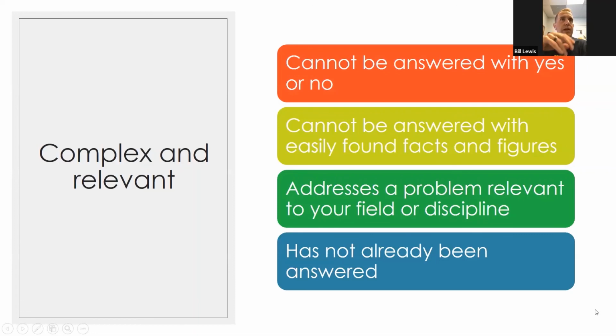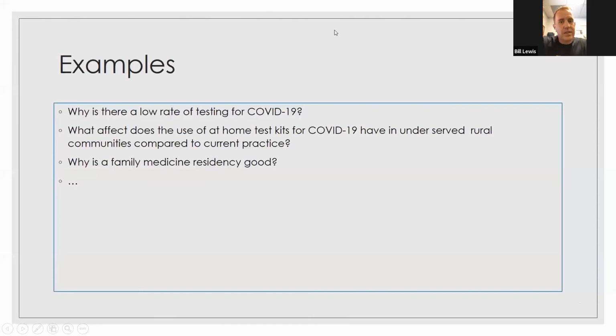So I apologize for being so rushed, but I got a few example questions that I just threw out there. The first one is, why is there a low rate of testing for COVID-19? Again, not very specific. We are asking for testing and a rate, so you have something conceptual that you can measure, but it doesn't key you in as to the big purpose of what you're doing.